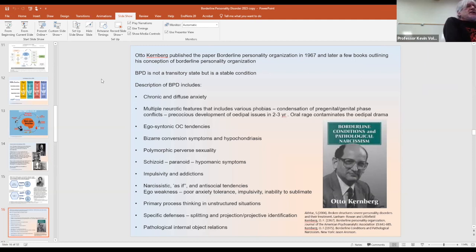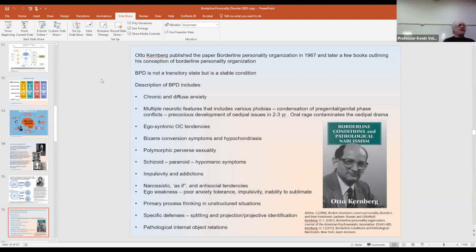His description of borderline personality includes chronic and diffuse anxiety, lots of neurotic features, right? Which include phobias and all sorts of, you know, kind of Oedipal things. A lot of times the Oedipal stuff is really tinged with aggression, precocious development of Oedipal issues. They develop too soon, and oral rage that contaminates the Oedipal trauma. And this is one of the highlights. If somebody comes in and they've got Oedipal things going on, but there's a lot of rage and it's related to the oral stage stuff, then you can start thinking about borderline stuff.